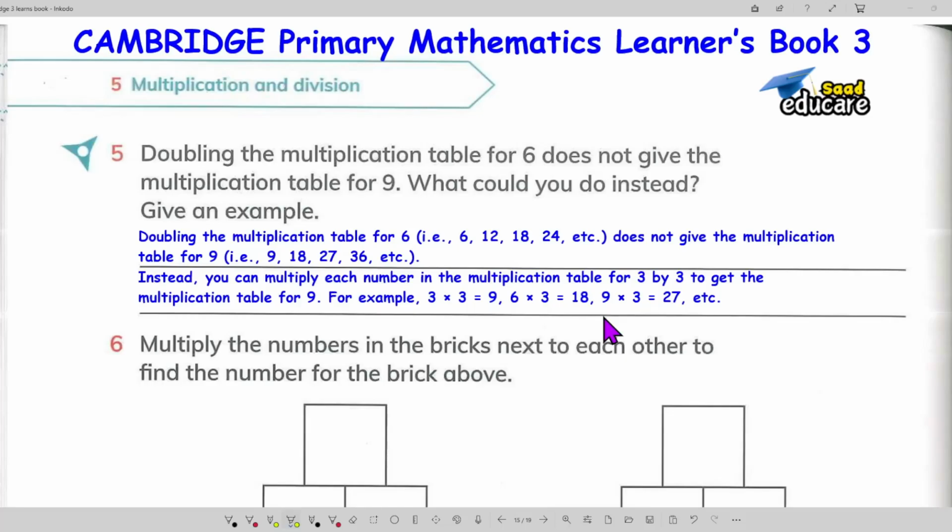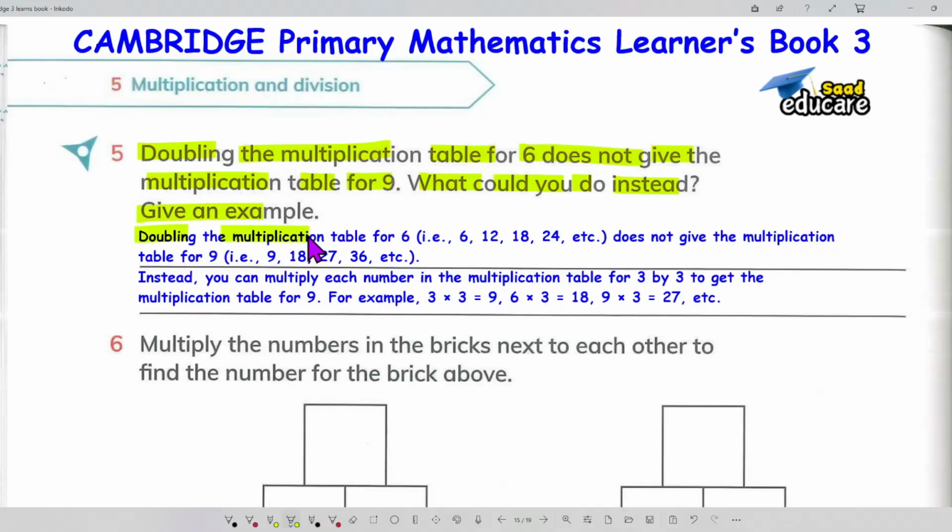Cambridge Primary Mathematics Learner's Book 3, we are starting exercise 5.3, number 5. The question is: doubling the multiplication table for 6 does not give the multiplication table for 9. What could you do instead? Give an example.